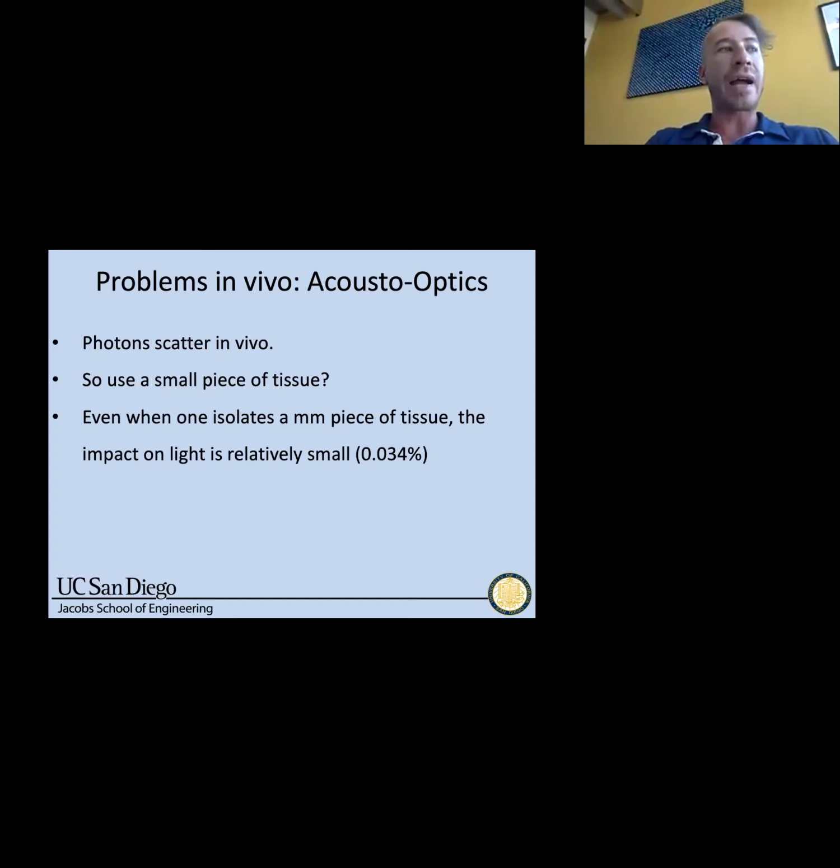So trying to modulate that in a meaningful way using a sound wave is pretty difficult, because there's already so much absorption and scatter that the impact of sound I'm showing here is quite small. Maybe you can use a very small piece of tissue to minimize the amount of scatter, but it has had limited impact in vivo.